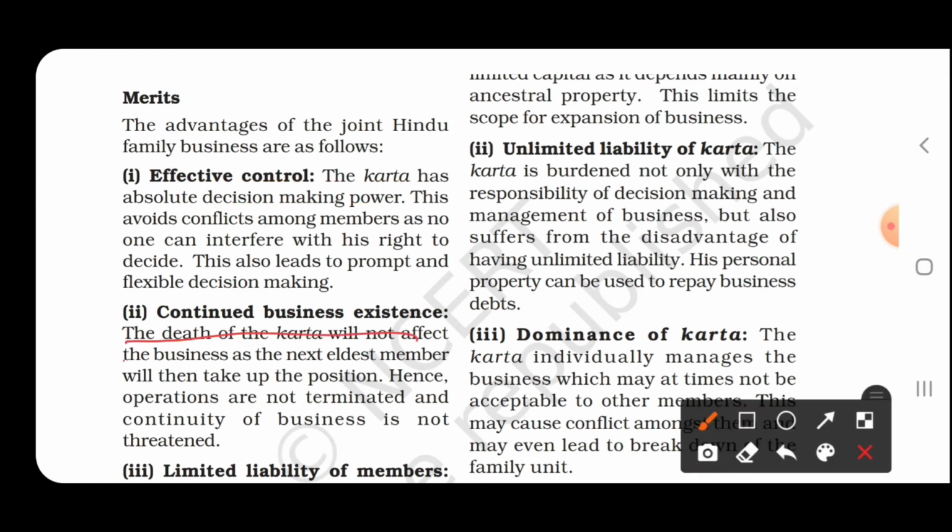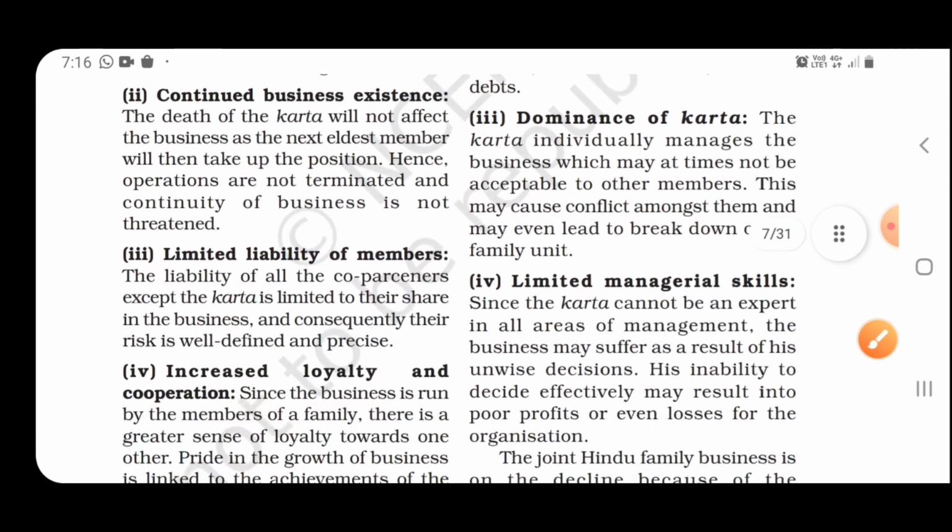Second one is continued business exercise. The death of the karta will not affect the business, as the next eldest member will take up the position. As we said before, because there is more than one person carrying on the business, it can be carried on to the next eldest person if the person carrying on dies. There is continuity.